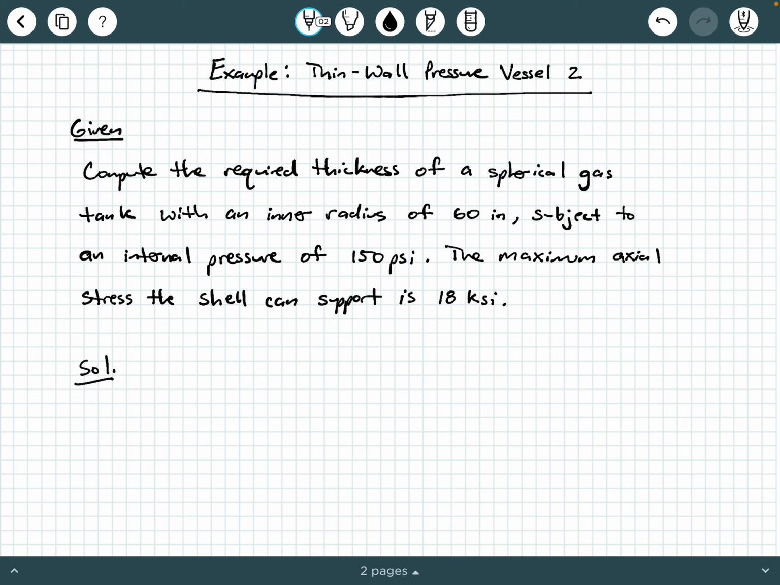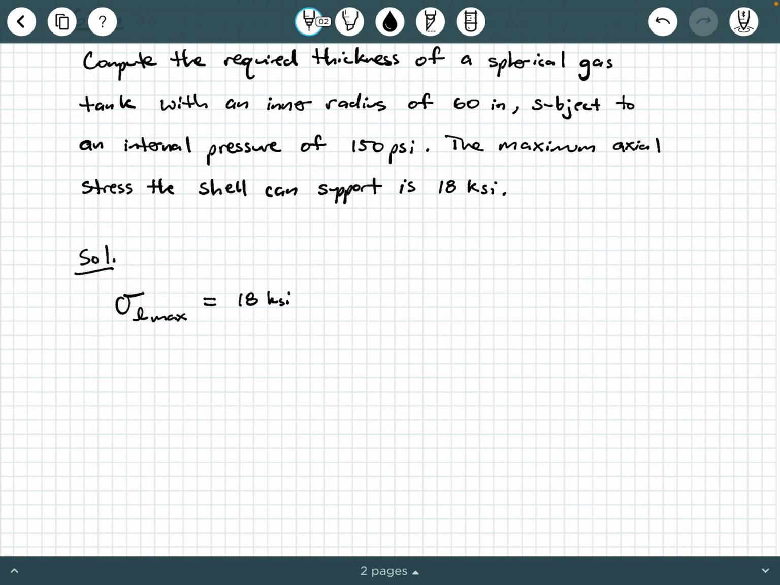So under solution, the first thing I'm going to write is sigma L max is 18 ksi. So that means that the maximum longitudinal or axial stress that the material can sustain is 18 ksi. And since that's the maximum, we're going to say that that's bigger than or equal to P R sub i over 2 times the thickness, okay?